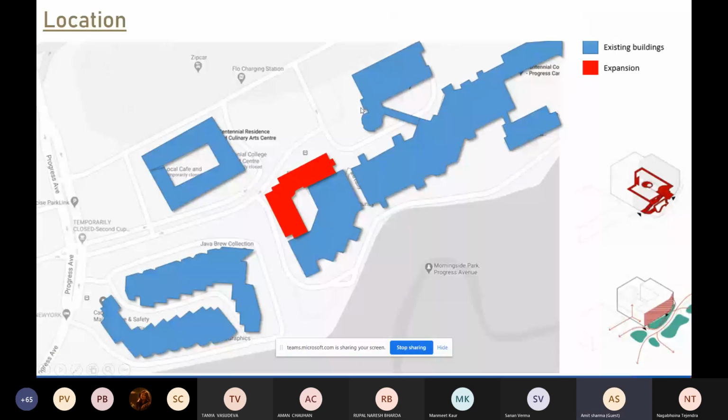So about the location of the project, if you see the blue ones, these are the existing buildings that we have on campus, and this is the expansion joint of a block that we are building right now.